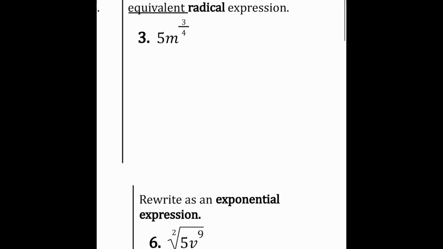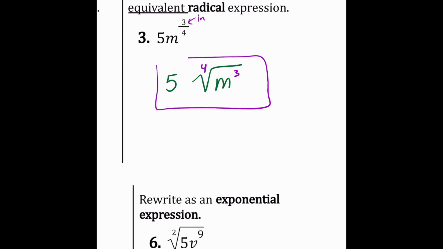So this is my answer. Number 3, I have rewrite as simplest equivalent radical expression. We have m has an exponent of 3/4, so 5 doesn't have an exponent of 3/4, so it's going to stay outside. Outside is the 5. Inside my radical is m, is my base. Inside is 3 as my exponent. Outside is my root 4. So this is my answer.